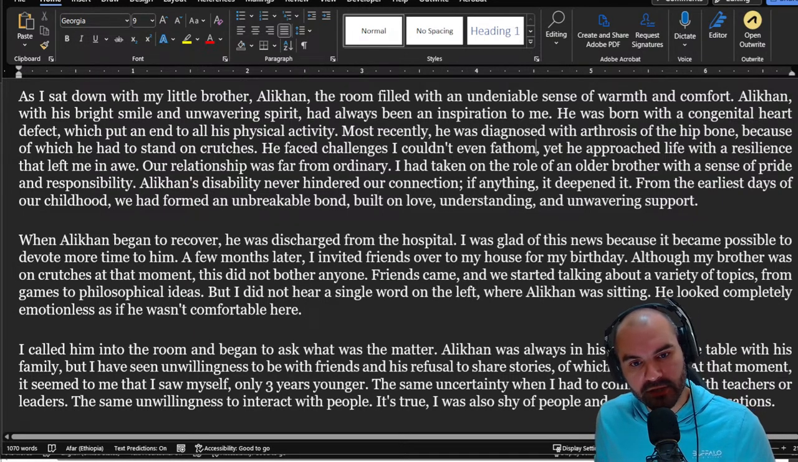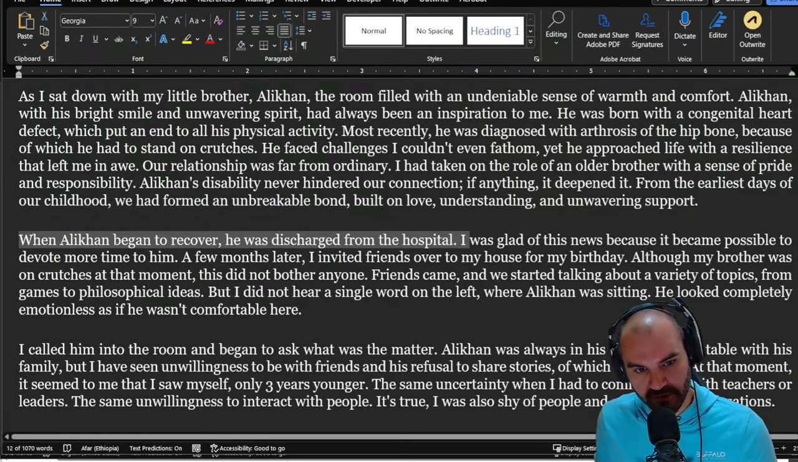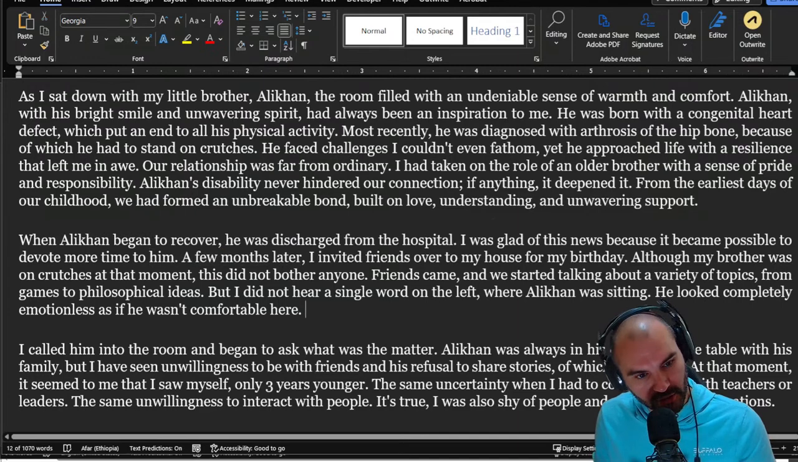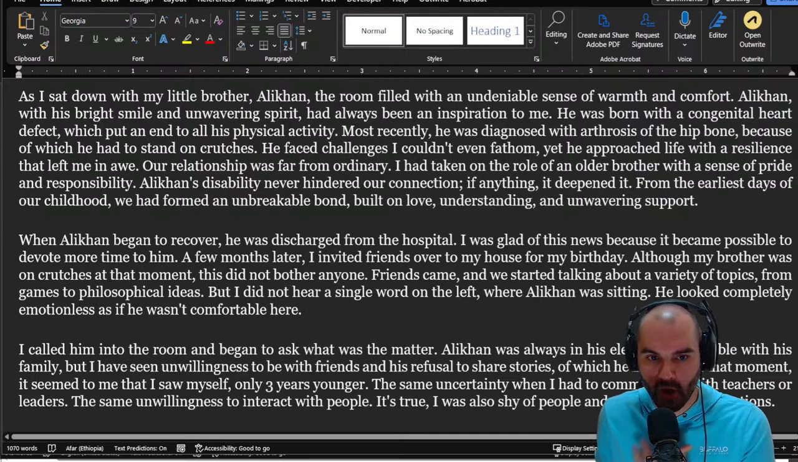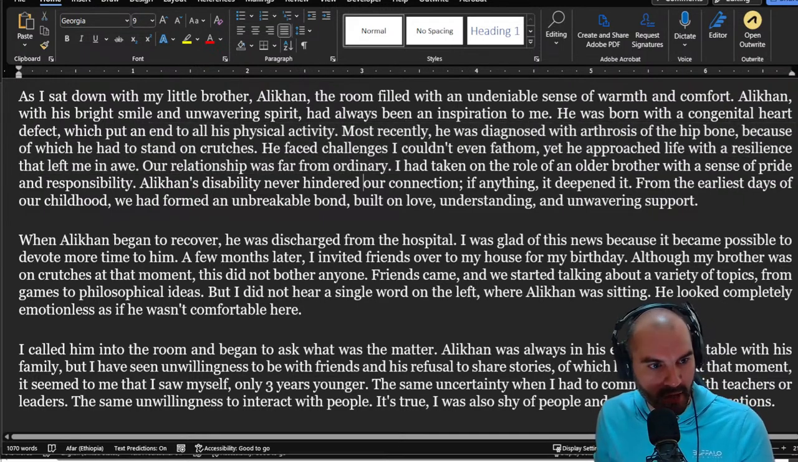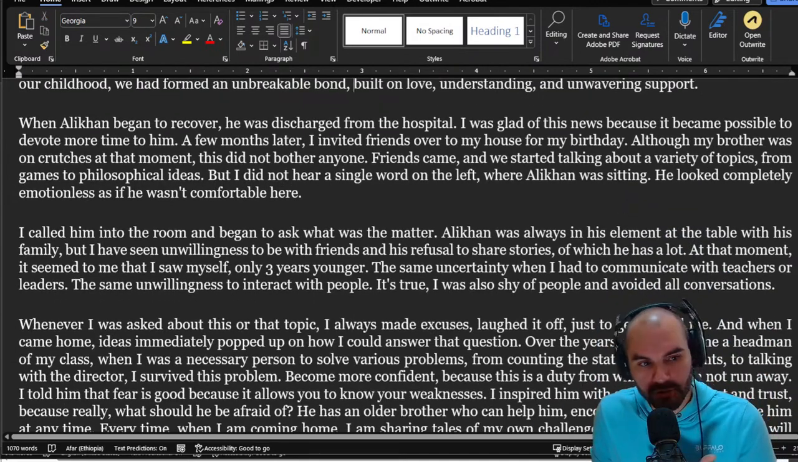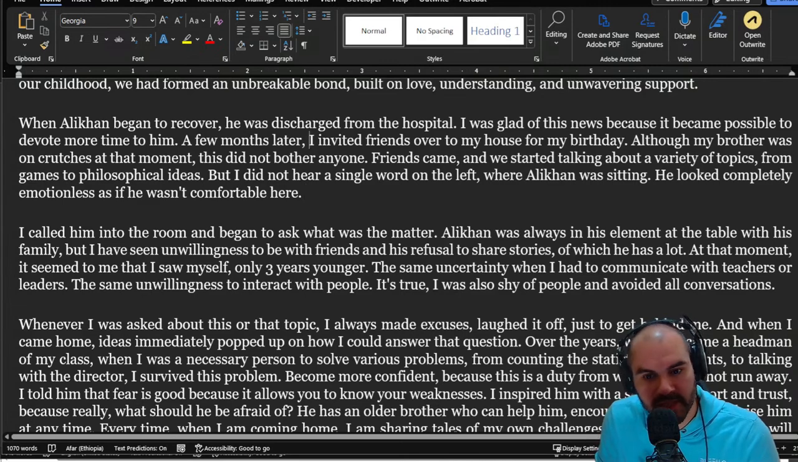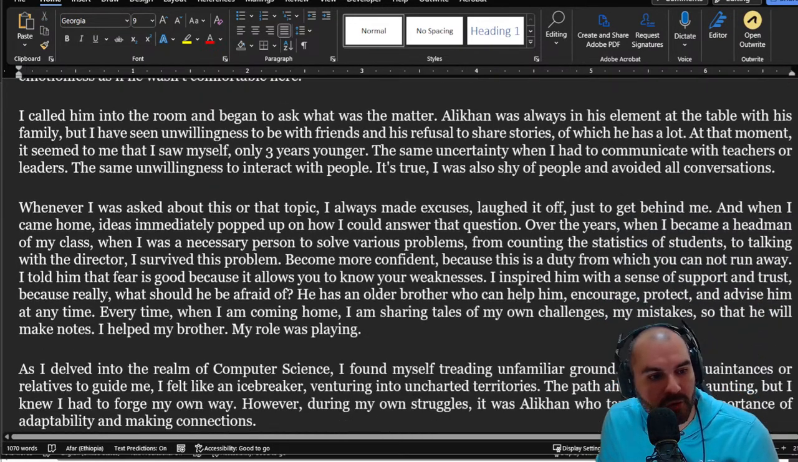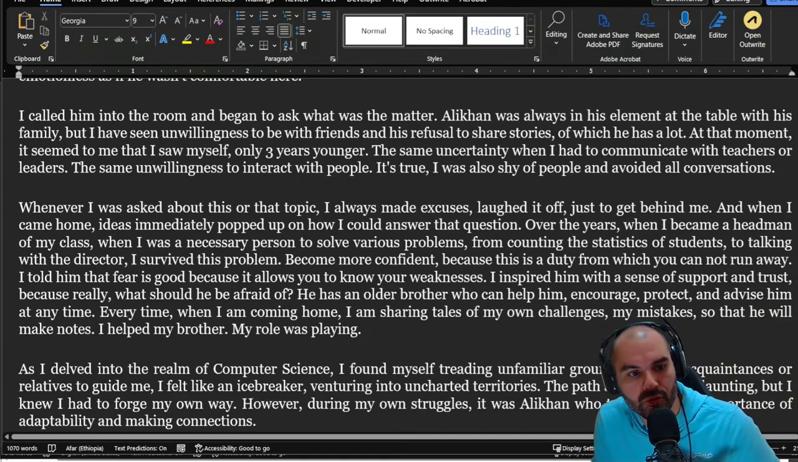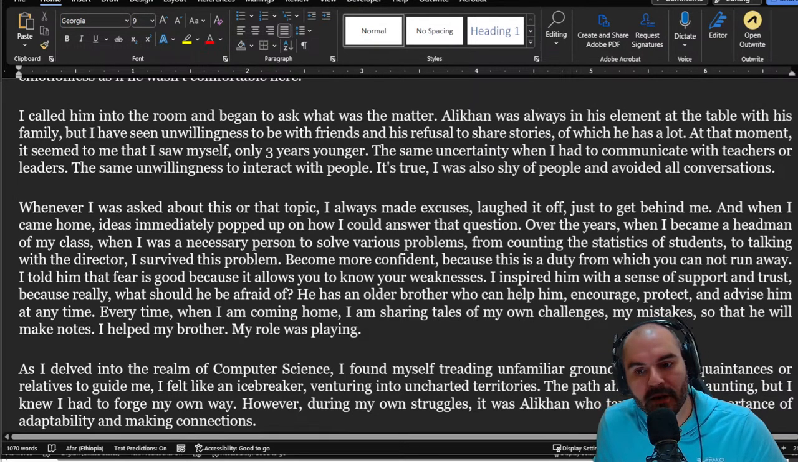And this here is kind of a general summary paragraph. I don't know that we necessarily need to mention him being discharged from the hospital and then a few months later. I think it's understood that he would be out of the hospital at some point based on what you've told me up here. If he's able to move around on crutches, then he's probably out of the hospital. So I would jump into this situation: inviting friends over for my birthday, seeing your brother looking uncomfortable, and then trying to help him overcome that discomfort, right?